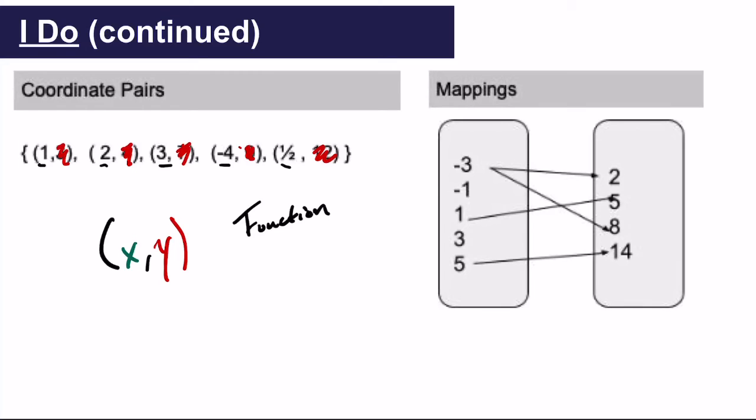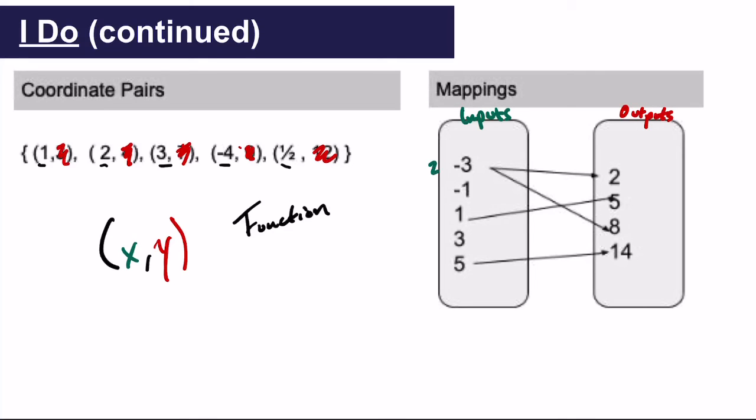Now, what about mapping? Mapping is very similar to an ordered pair or a table. You can table this out, or we can look for specific lines. And what I'm saying is all we need to do is count the lines coming out of our inputs. Remember, our inputs are going to be on the left, and our outputs are right here. We want to make sure there is one line coming out of each input.